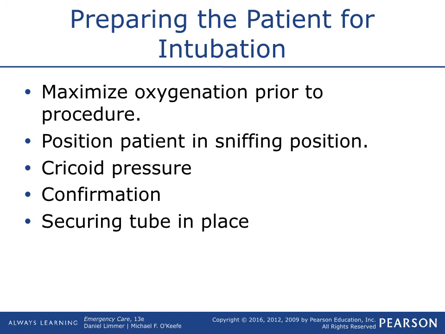Position the patient in the sniffing position. And then cricoid pressure, you want to take care that they put pressure on that so they know where they're going. And then confirmation: you put the tube in and then you're bagging for them, and you want to listen for breath sounds, look for chest rise, confirm that you're in there, and then they secure the tube in place.